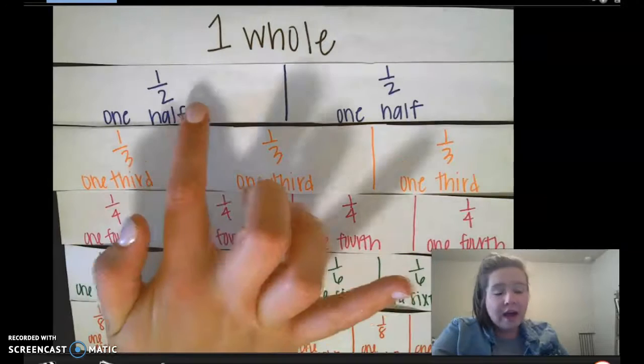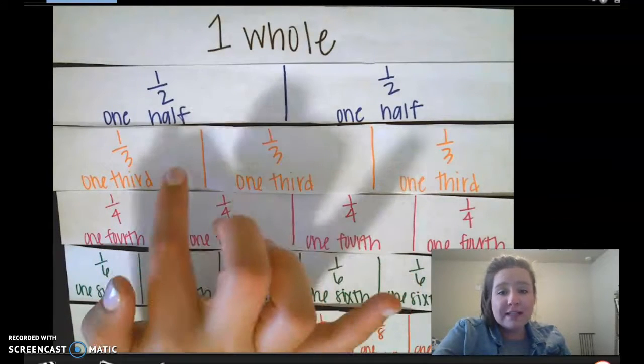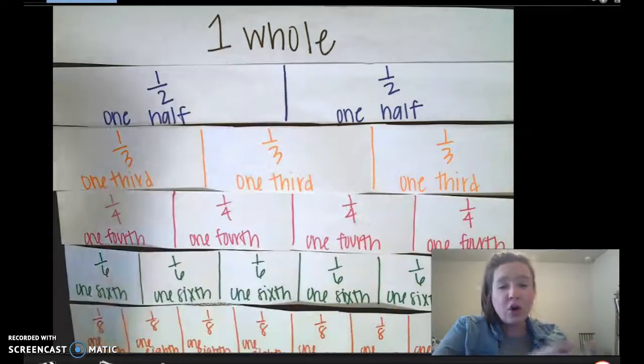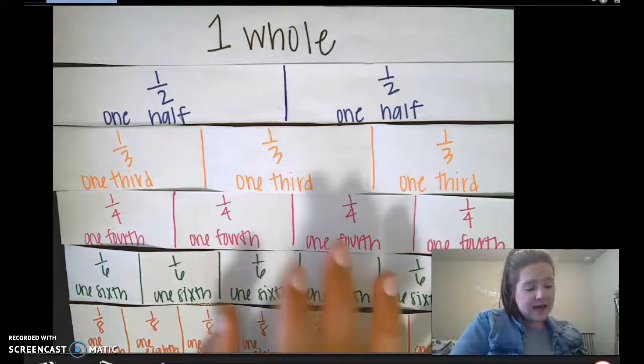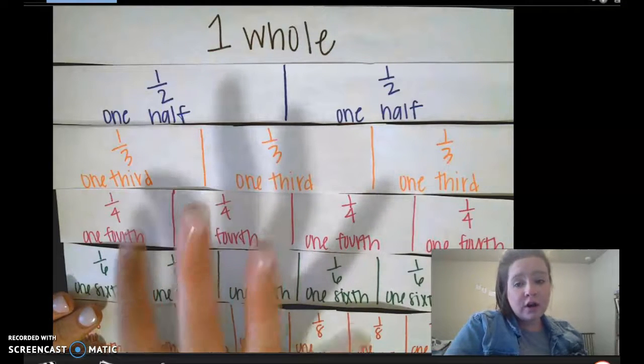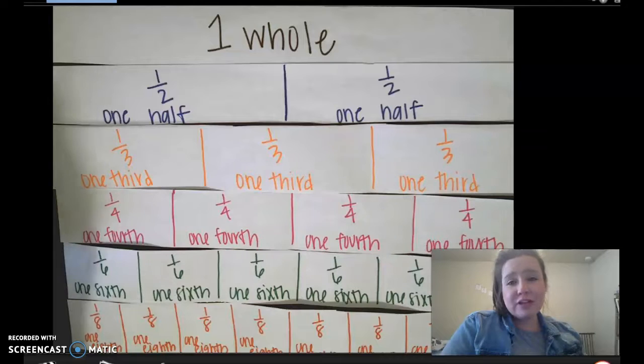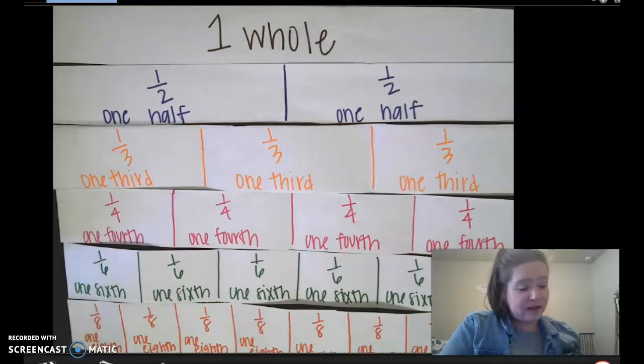So 1/2 is always going to be bigger than 1/3 if your pieces are equivalent, if your wholes are equivalent. 1/3 is always going to be bigger than 1/4 if your wholes are equivalent. It's really, really important that you are comparing wholes that are the same size, because if you're not doing that, then you're not working with equivalent fractions, and then that just throws everything off, okay?